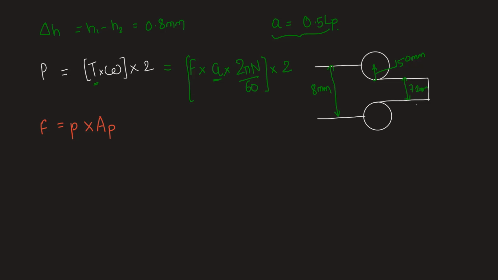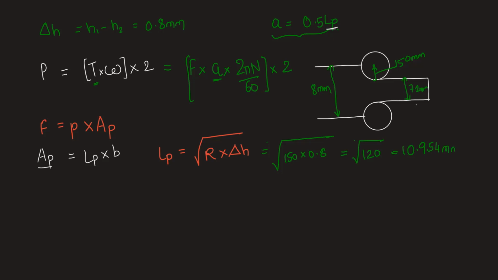There are many variables to be calculated in this question, so we'll calculate them one by one. Now, to calculate the projected area AP, we do contact length LP times the width B. Now contact length is required both for calculating arm length and for calculating the projected area. So let's find the contact length. Contact length LP is given as under root roll radius capital R times change in thickness delta H. So LP will be simply under root 150 millimeter times 0.8, which is nothing but 120. So LP is under root 120, which is 10.954 millimeter.